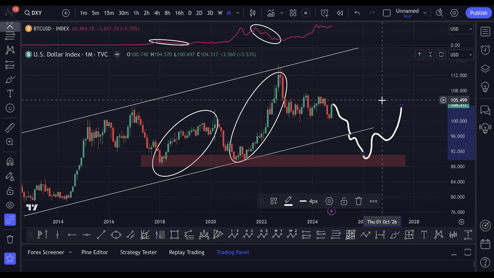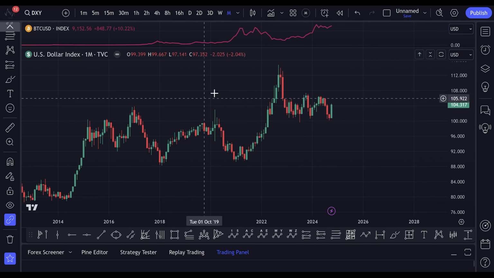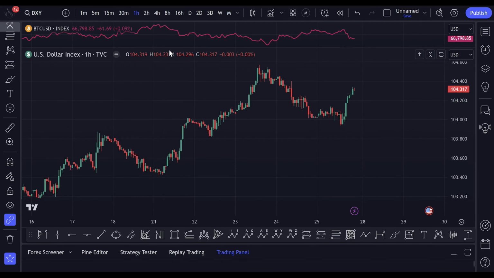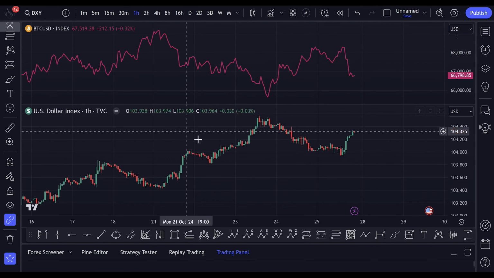So this is my thought process when analyzing the DXY and Bitcoin. Basically, I use it to predict the start and the end of the bull and bear markets. Now, if you want, we can move to the short term. I know that most of you prefer the short term for trading. So let's move on to the 1 hour chart and let's see the correlation.